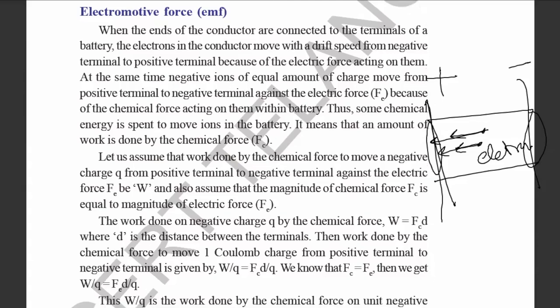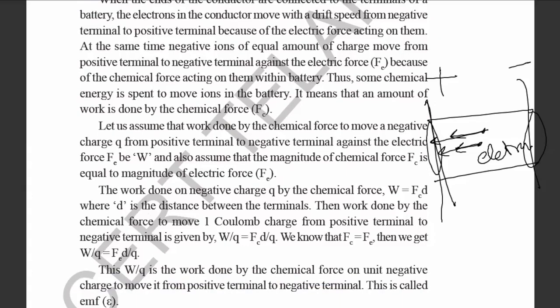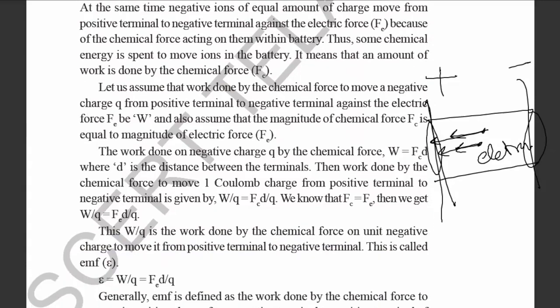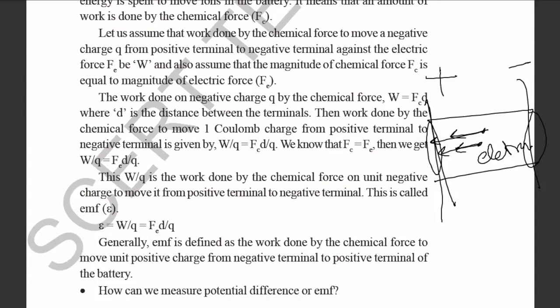Already we know that W/Q is potential difference. W/Q is the work done by the chemical force on unit negative charge to move from positive terminal to the negative terminal. This is called EMF. Generally, EMF is defined as the work done by the chemical force to move unit positive charge from negative terminal to positive terminal of the battery.